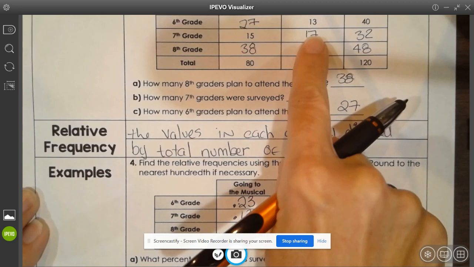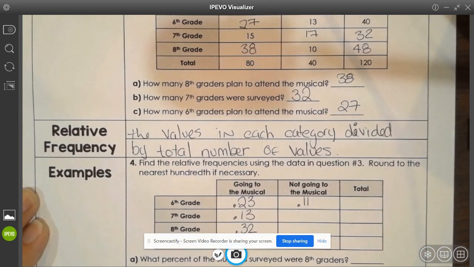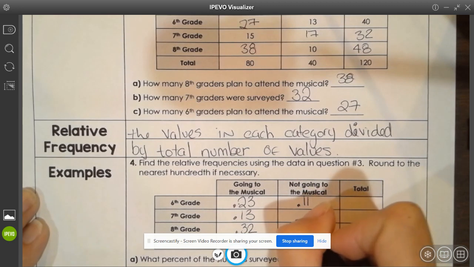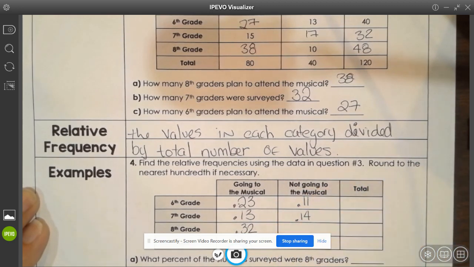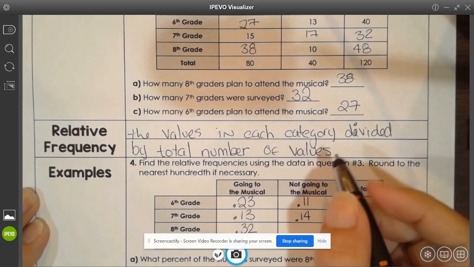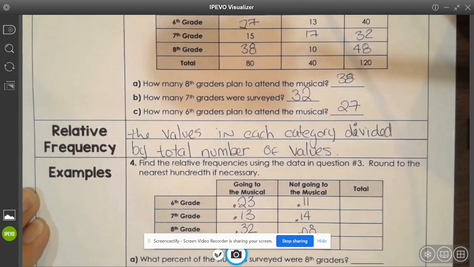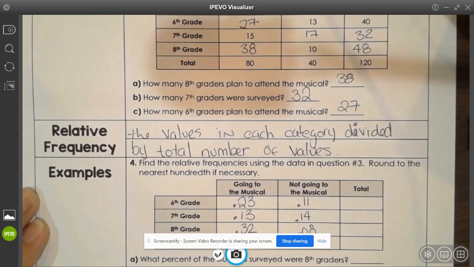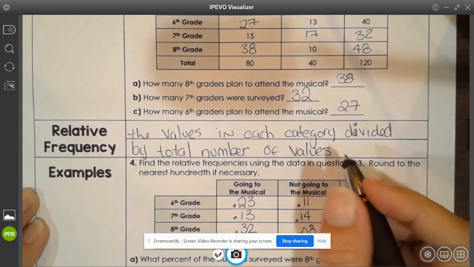Next one, I have 17 divided by 120. I'm just finding the percentages there, the frequency. 0.14. And then I have next one, that's 10. 10 divided by 120, and just using two decimal points, that is 0.08. And then I have here 40. 40 divided by 120 is 0.33.